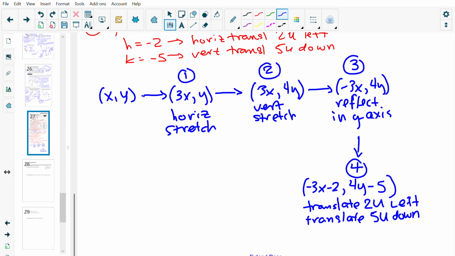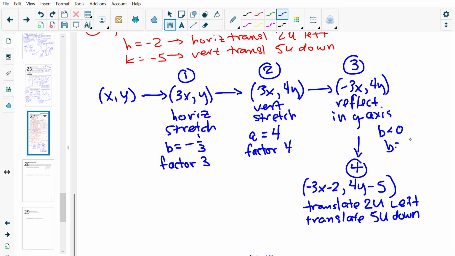Okay. The horizontal stretch, let me just go back. b equals negative 1/3, and the factor applied is 3. Vertical stretch, a equals 4, so the factor is 4. For the reflection in the y-axis, b is less than 0, so b is equal to negative 3. And then the last one, translate 2 units left, that's h equals negative 2, and translate 5 units down, that's k equals negative 5.